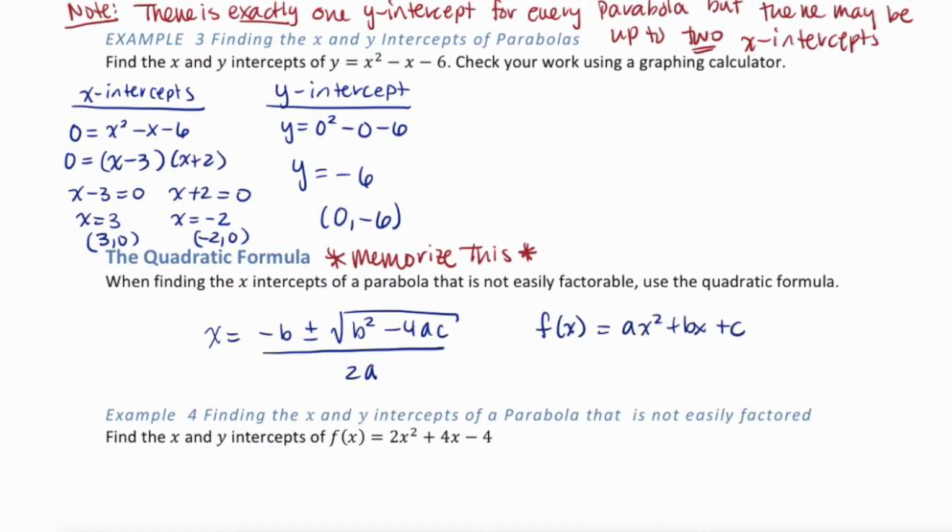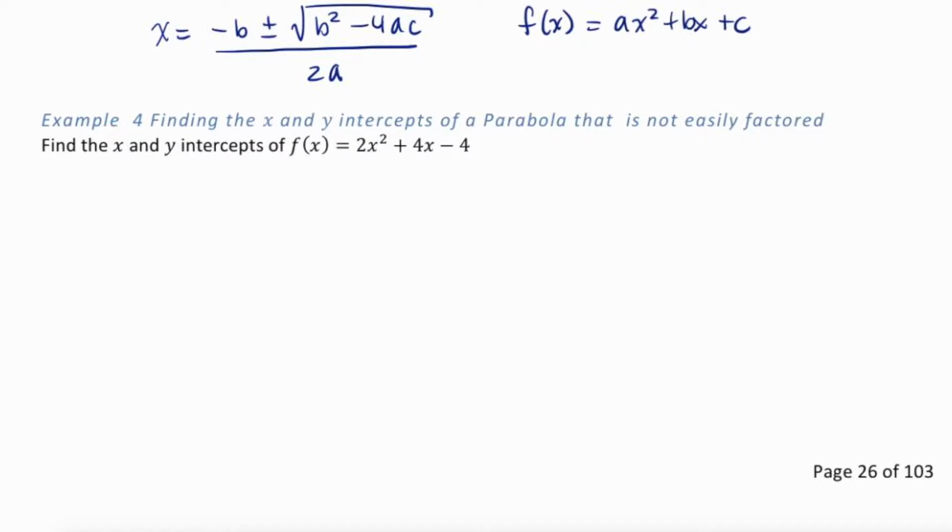So memorize this formula. Let's look at example 4. Example 4, finding the x and y intercepts of a parabola that is not easily factored. Find the x and y intercepts of this parabola, f of x equals 2x squared plus 4x minus 4.